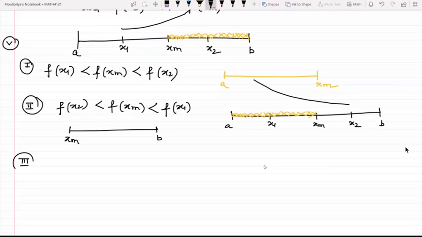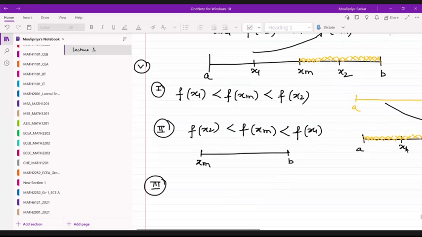And the third case can be, would you like to tell me what can be the third case which we have not considered yet? What can be the third case? Anyone? What can be the third case? Are you there? What can be the third case?